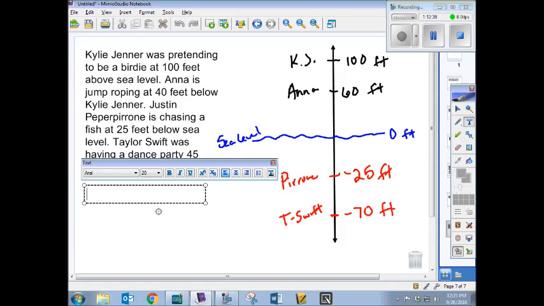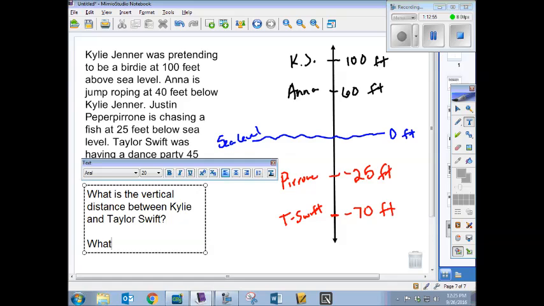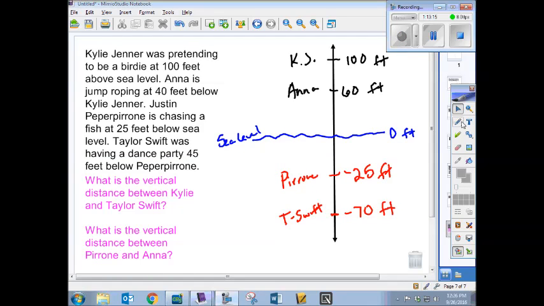What is the vertical distance between Kylie and Taylor Swift? Or it might say, what is the vertical distance between Peroni, I spelled that wrong, and Anna. So, I want you guys to think about it real quick. Take 2 seconds to think. Go. Okay, so we've got to be able to figure out the vertical distance.